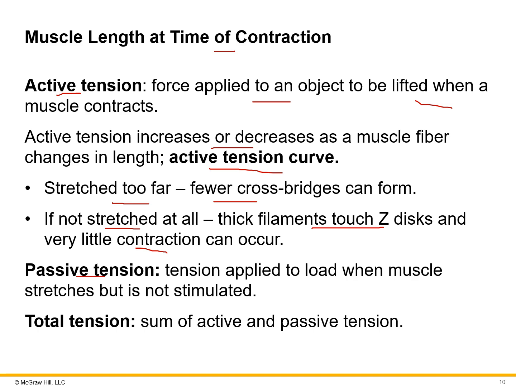So think about the sliding filaments. Again, if we go too far, we decrease contractions. Not far enough, we don't have enough of those cross bridges. Now with passive tension, this is the tension applied to load when the muscle stretches but is not stimulated. So our muscle is stretched, but it's not being stimulated by those neurons. So we refer to that as passive. And then total tension is whenever we add both of those together.